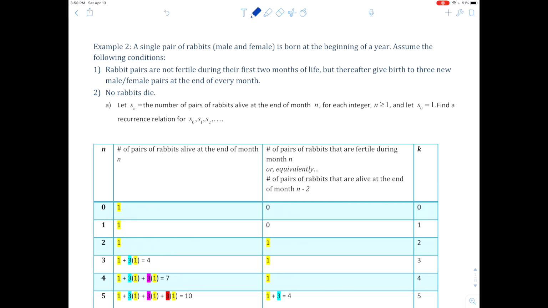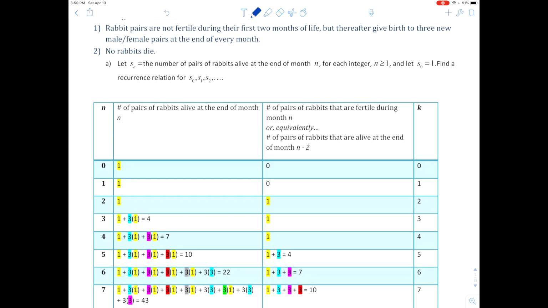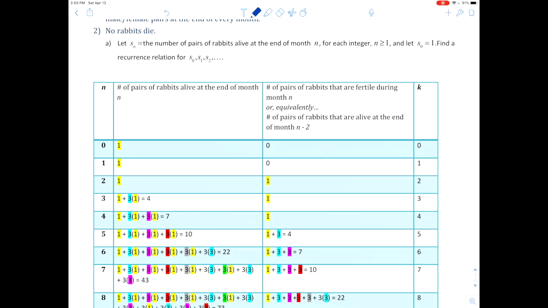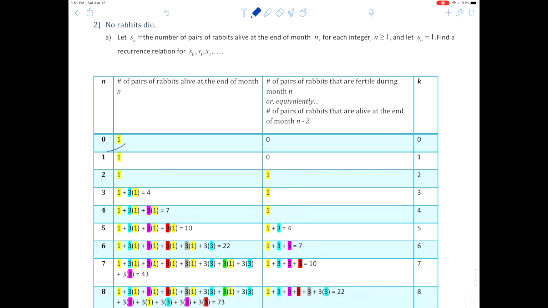No rabbits die. So we're going to let S sub n equal the number of pairs of rabbits alive at the end of month n for each integer n greater than or equal to 1, and we're going to let S0 equal 1. So we need to find a recurrence relation, and then from that we're going to find some other info too. I know it's not super proper because n starts greater than or equal to 1, but say, hey, they're born. So this is like our S sub 0 is equal to 1.